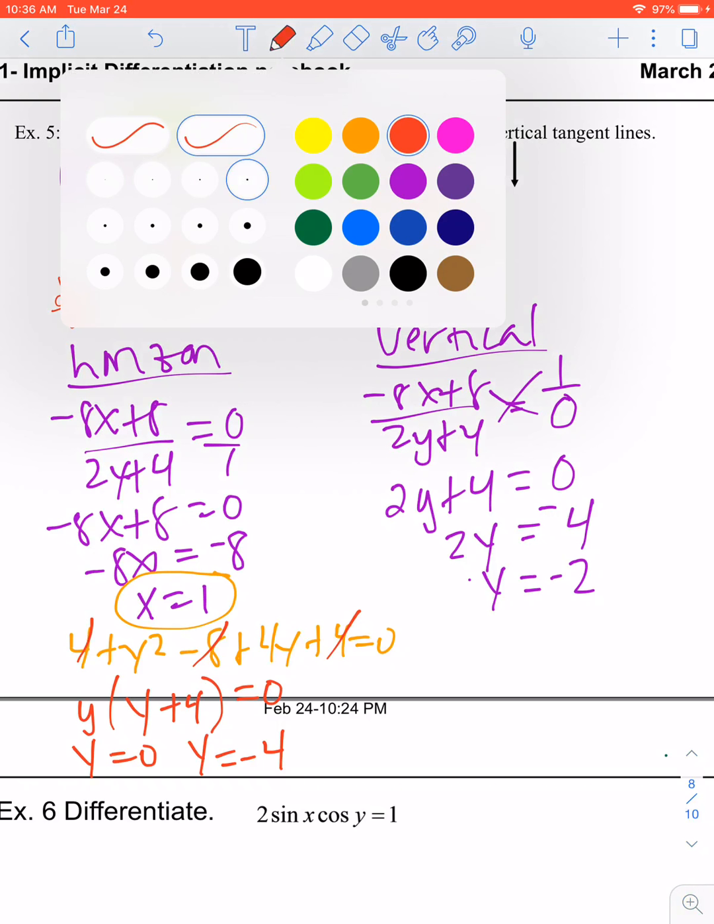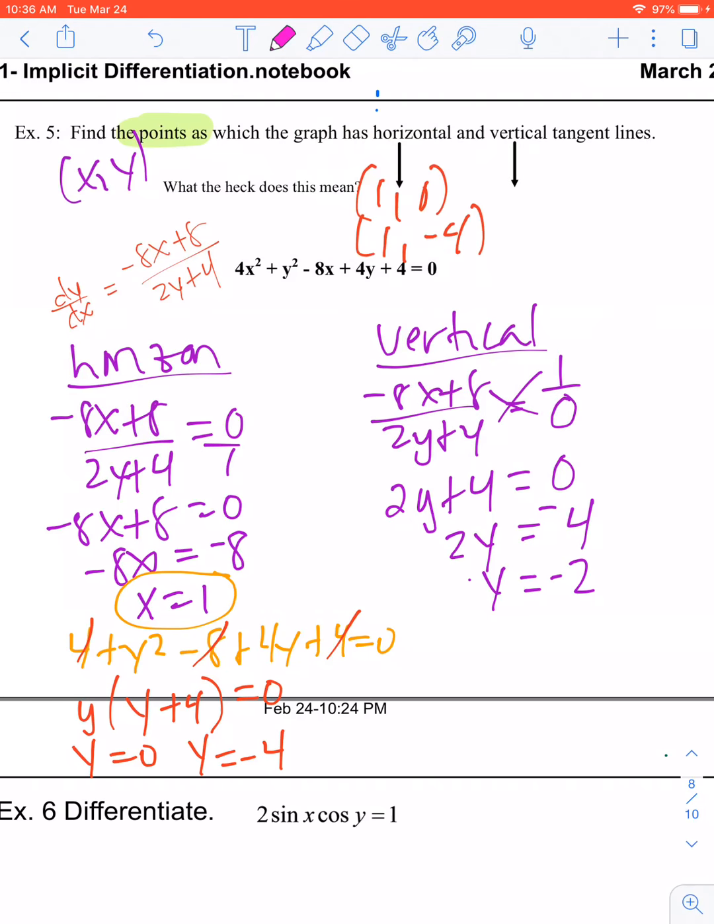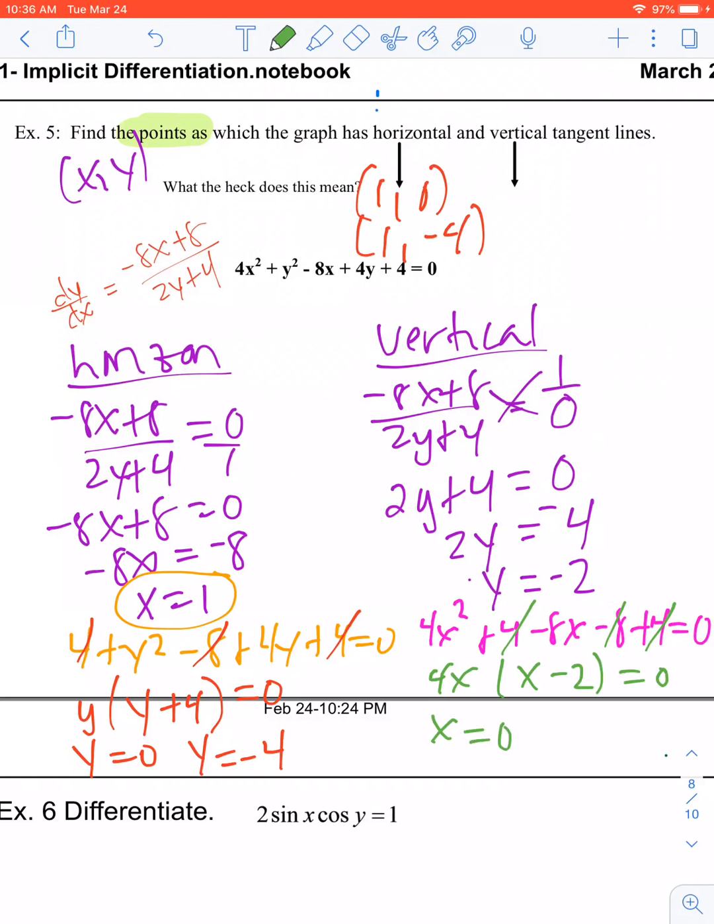I will use the same process for the y's. When I plug in negative 2 for y, I'm going to get 4x squared plus 4 minus 8x minus 8 plus 4 equals 0. Again, we're going to notice that all of the constants cancel. I can factor out a 4x and get x minus 2. And by the zero product property, I get x equals 0 and x equals 2. So when I put that together, I have vertical tangent lines at (0, negative 2) and (2, negative 2).